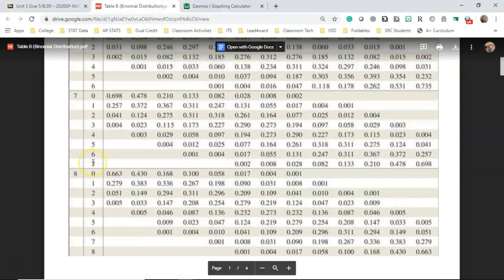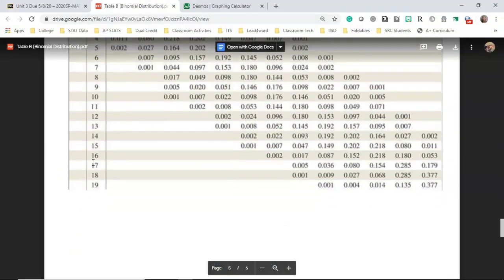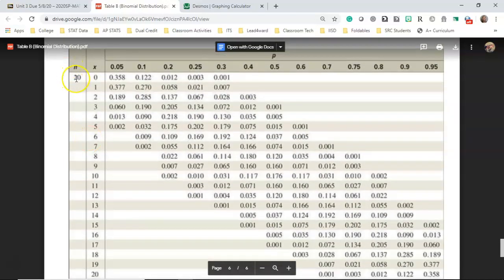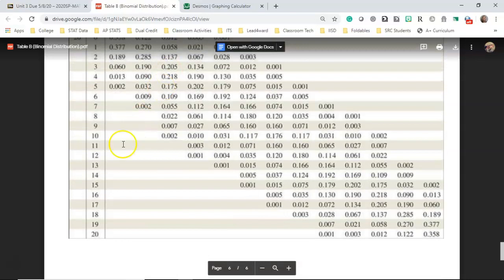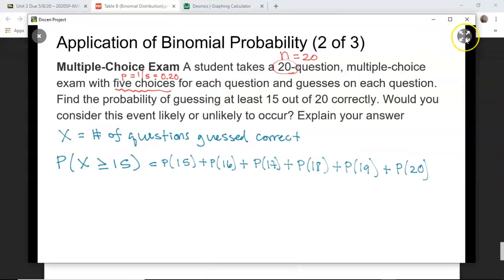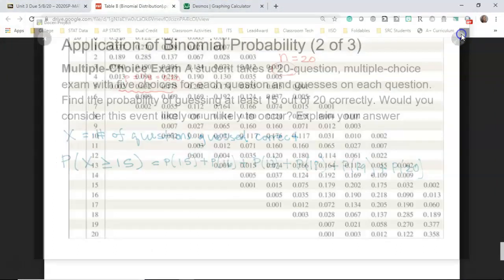So I want to go to 20, which is on the last page. And so here's n equals 20. And we have a 0.2 or 1/5, 20% chance. So 15, 16, 17, 19, 20. If I look, it's all blank. It's essentially 0.